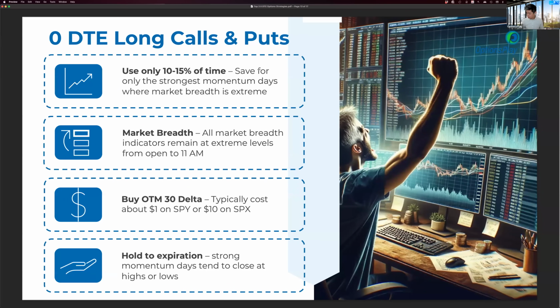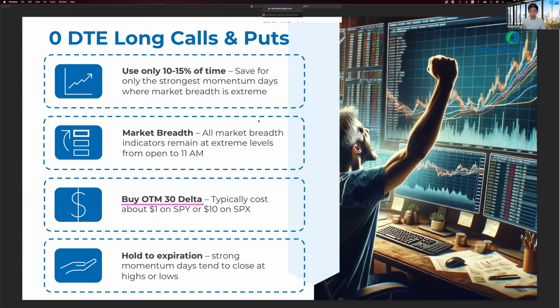Specifically, what you're buying is an out of the money call or an out of the money put. Generally speaking, you're buying a 30 delta call. Typically, this will cost about $1 on SPY or about $10 on SPX. As a general rule of thumb, you're paying about $1 for these types of options, and what you're looking for is a big move that will continue into the expiration or into the decline. These strong momentum days tend to close at the highs or at the lows of the day. So these are also the types of strategies that you typically will hold into expiration.